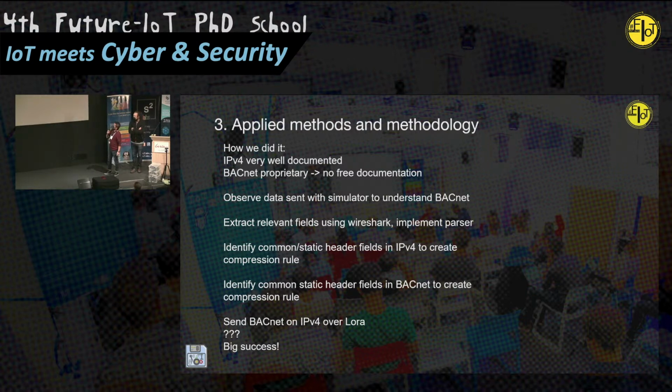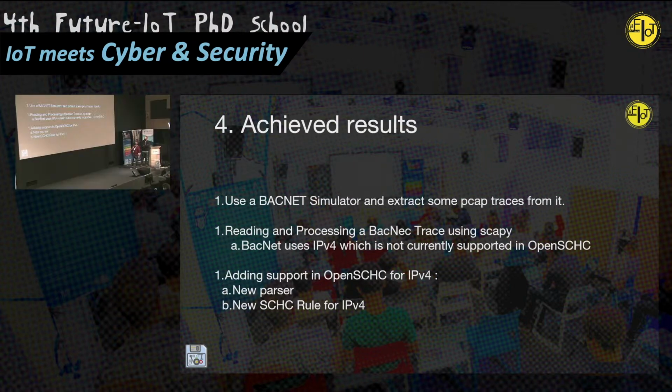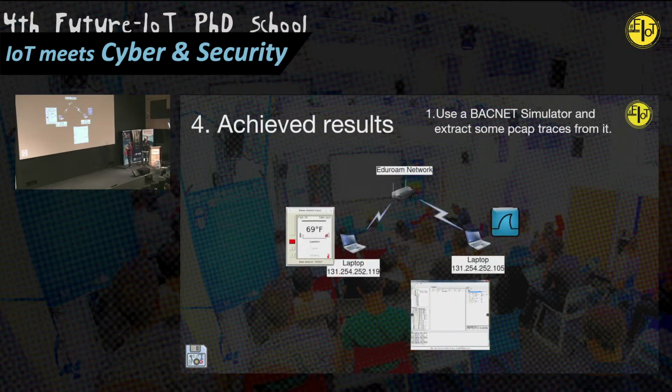Okay, so basically, what were the achieved results? First of all, we used the BACnet simulator to get all the packets from it. So we need to extract the traces, save them in a pickup file with Wireshark, and then reverse engineer the BACnet protocol to see what happens with that. We built a setup between 2 laptops. On one laptop we run the simulator, and on the other we get the traces, and with Wireshark we are able to get all the packets from this simulator.